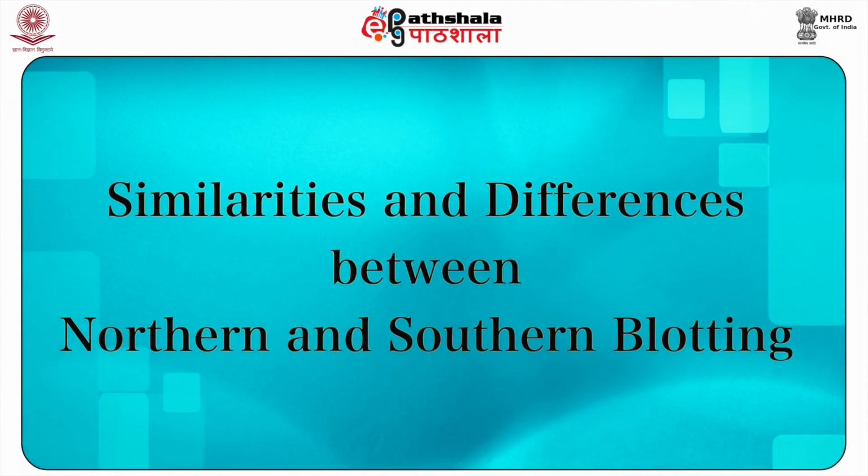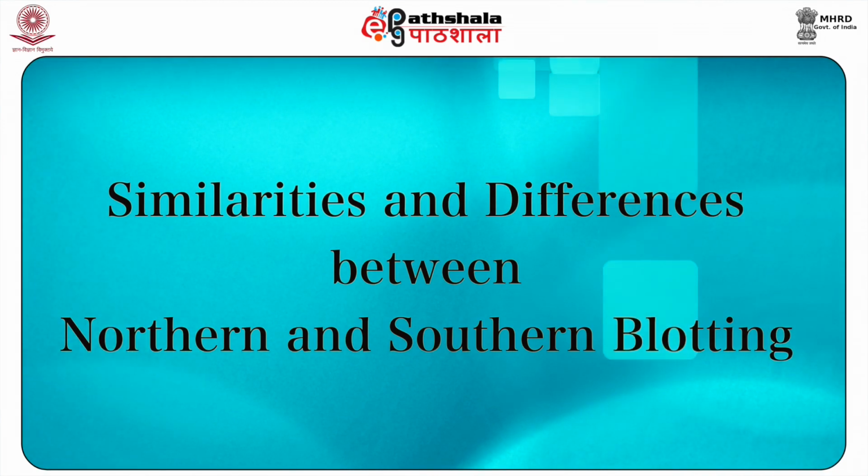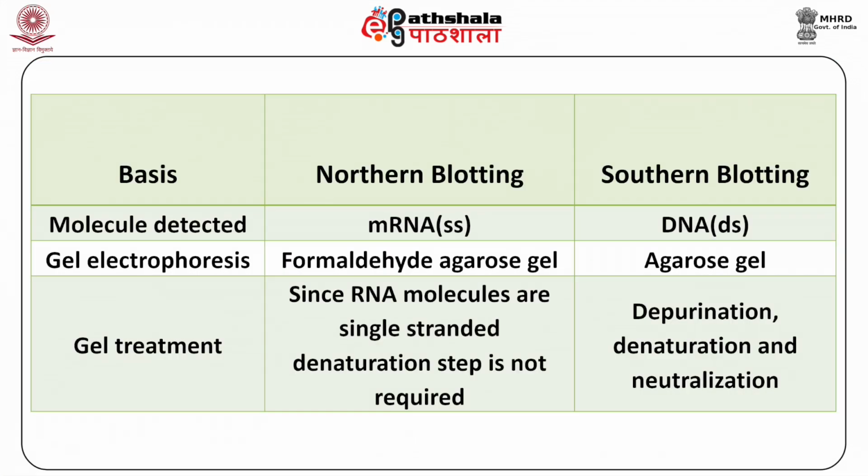Similarities and differences between Northern and Southern blotting. While there are a number of similarities between the two techniques, there are significant differences as well. The most notable ones are on the basis of molecule detected. Northern blotting detects single-stranded mRNA, while Southern blotting detects double-stranded DNA. On the basis of gel electrophoresis, Northern blotting uses formaldehyde agarose gel, while Southern blotting utilizes agarose gel.